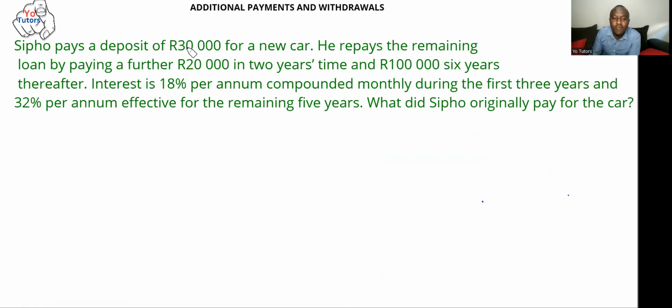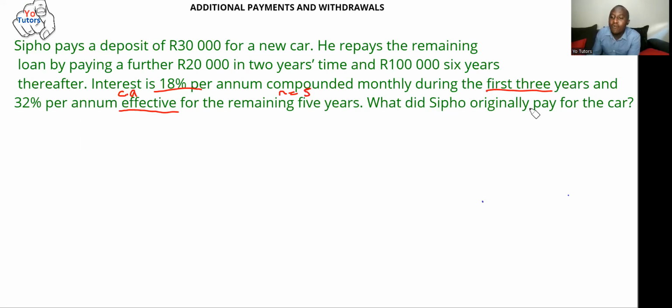CPOS pays a deposit of 30,000 for a new car. He pays the remaining loan by paying a further 20,000 in 2 years' time and 100,000 6 years thereafter. Now, interest is 18% per annum compounded monthly during the first 3 years. And 32% per annum effective, meaning to say it's compounding annually, for the remaining 5 years. So our N in this case, just know that you're going to take it as it is. It's going to be just 5 years.